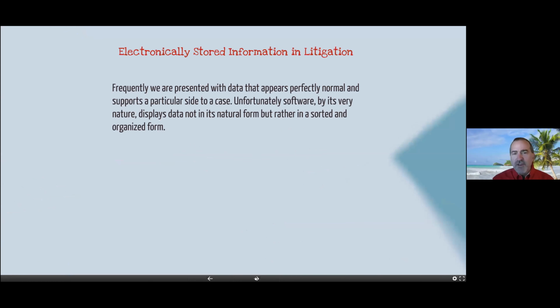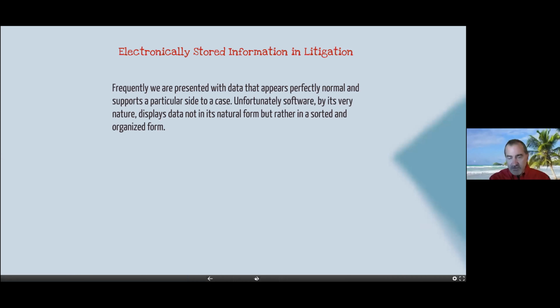So frequently we're presented with data. I know you all know this. Frequently presented with data that we think is perfectly normal and supports a particular side of a case. And that frequently comes in the form of printouts or even PDF documents. And in my world, a PDF document and printouts are very similar because it's just a printer on a computer. However, once they've been rendered to PDF, then more data can be added or deleted or modified from those PDF documents. They're editable as well.